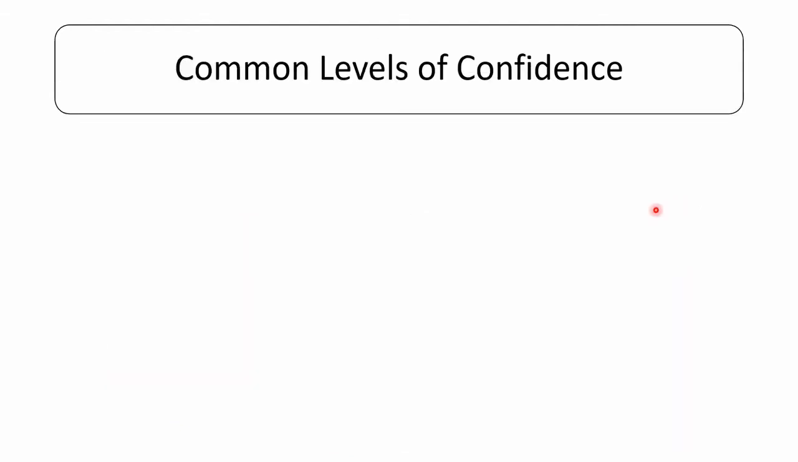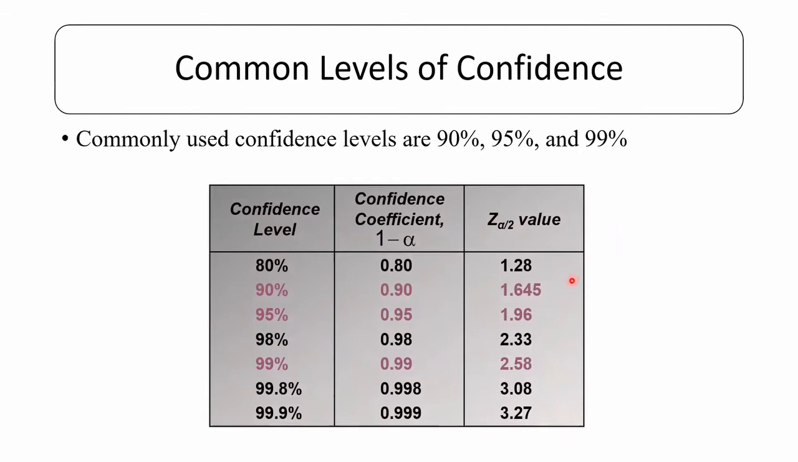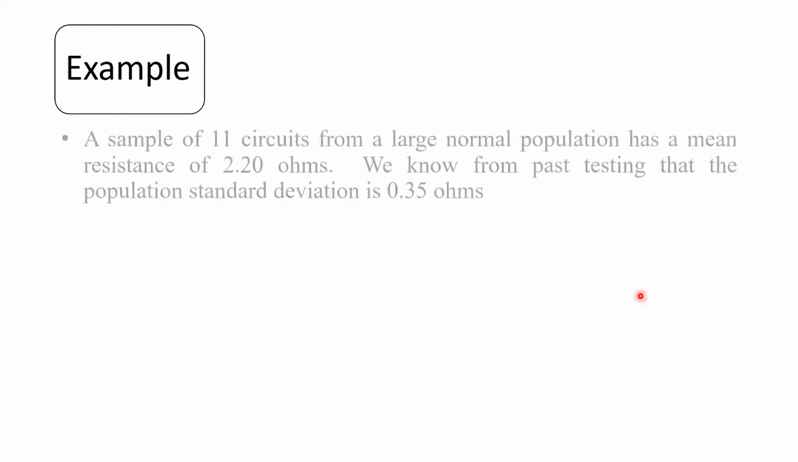Right, common levels of confidence. So throughout, mainly we use these 90%, 95% and 99%, and the corresponding Z values are given here. For 95%, it is 1.96 Z alpha over 2, 90% is 1.645, 99% is 2.58. You don't have to remember these, but as you go along and as you do a lot of sums, these numbers will be very familiar to you. Right, let's have a look at an example now.